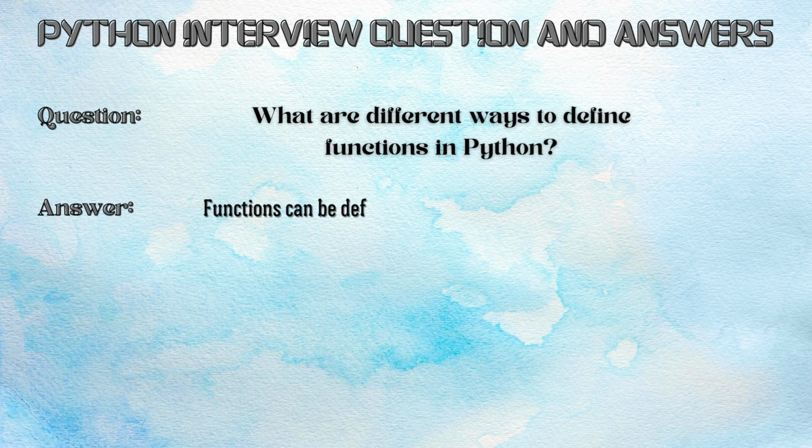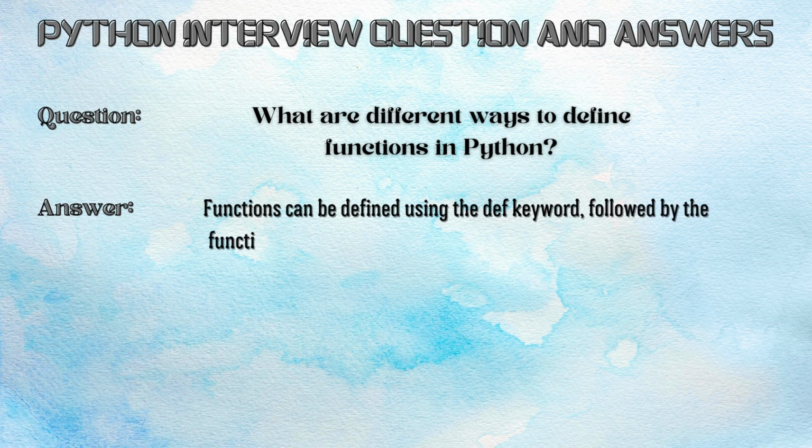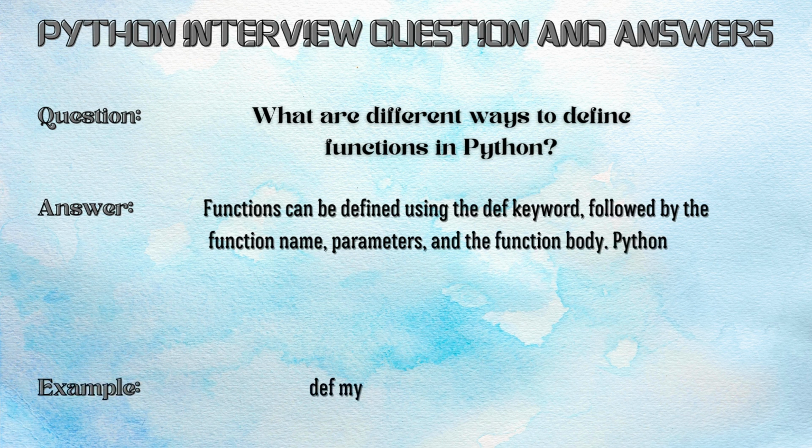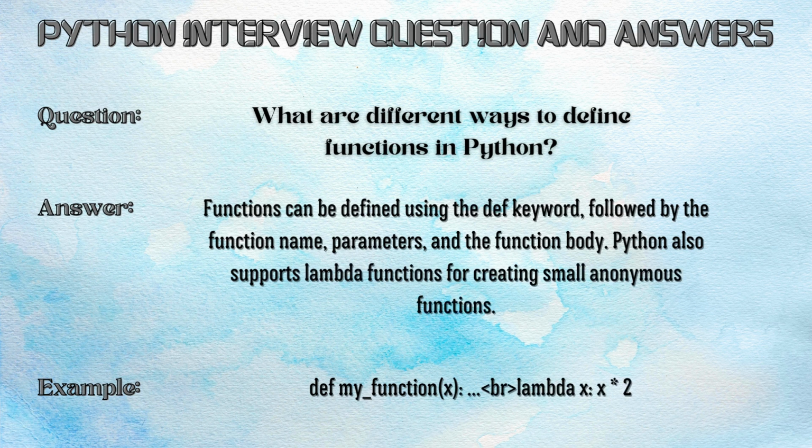What are different ways to define functions in Python? The answer is, functions can be defined using the def keyword, followed by the function name, parameters, and the function body. Python also supports lambda functions for creating small anonymous functions. For example, def my_function, and lambda.